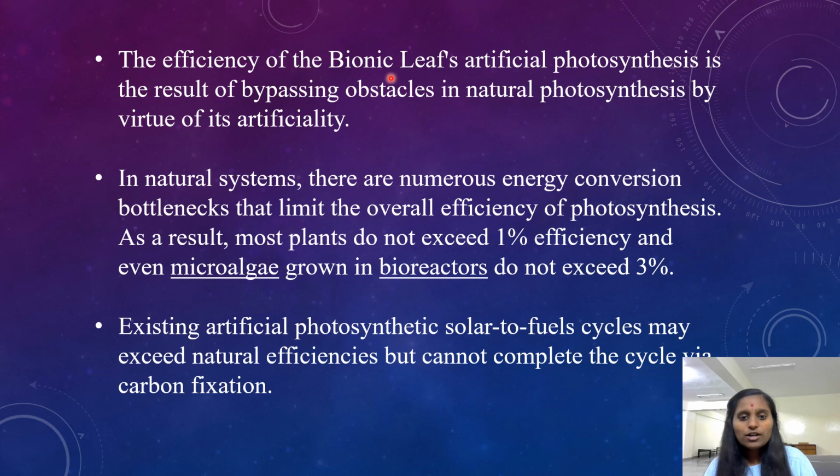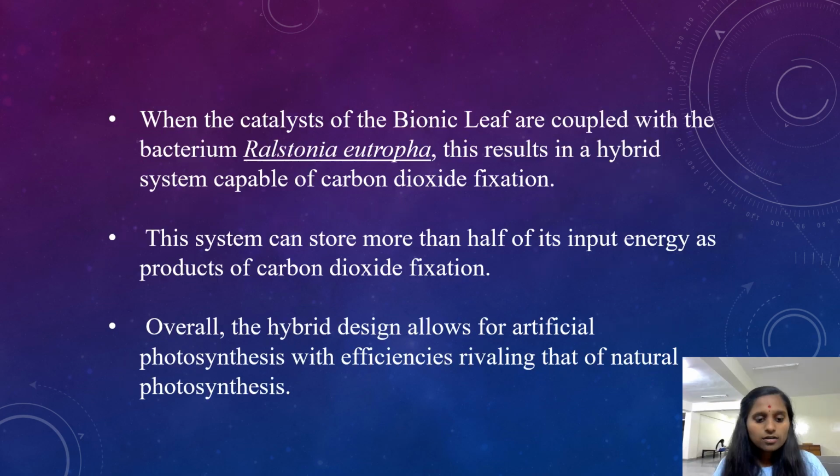The efficiency of the bionic leaf's artificial photosynthesis is the result of bypassing obstacles in natural photosynthesis by virtue of its being artificial. In natural systems, there are numerous energy conversion bottlenecks that limit the overall efficiency of photosynthesis. As a result, most plants do not exceed 1% efficiency, and even microalgae grown in bioreactors do not exceed 3%. Existing artificial photosynthetic solar-to-fuels cycles may exceed natural efficiency but cannot complete the cycle via carbon fixation.